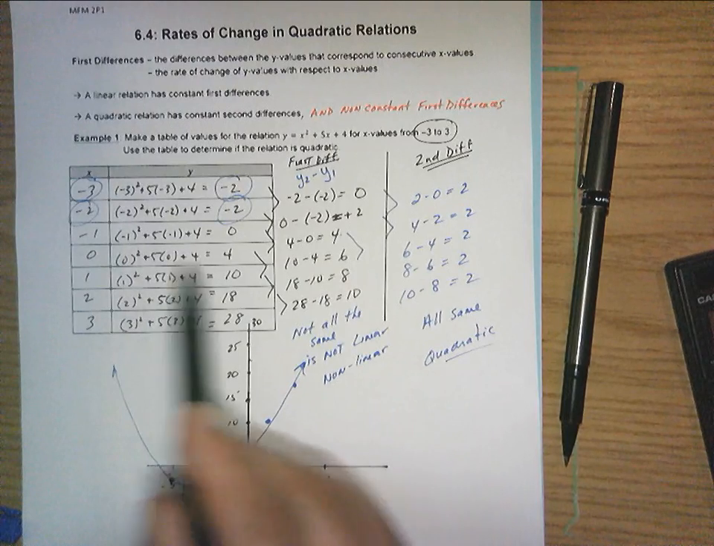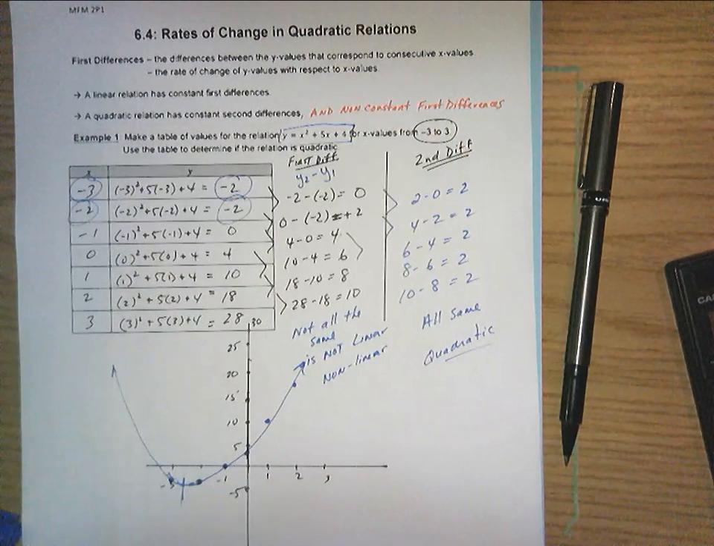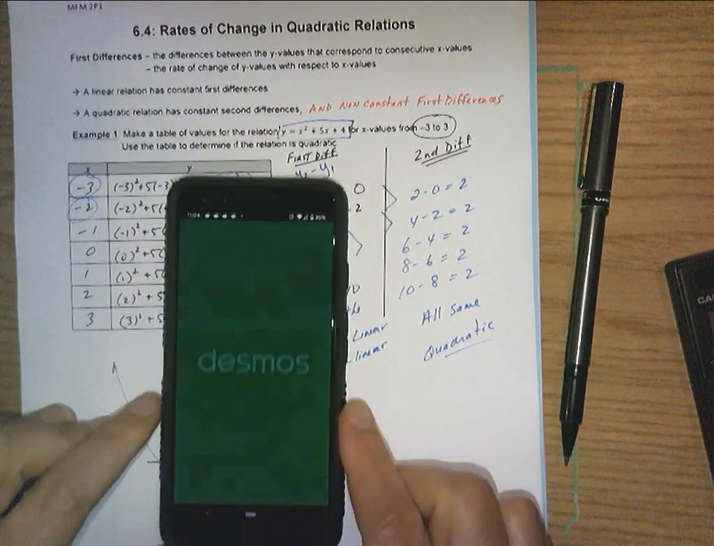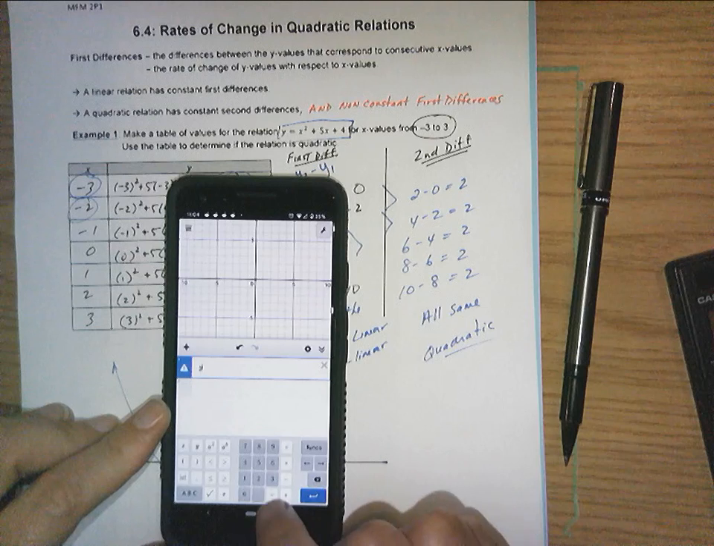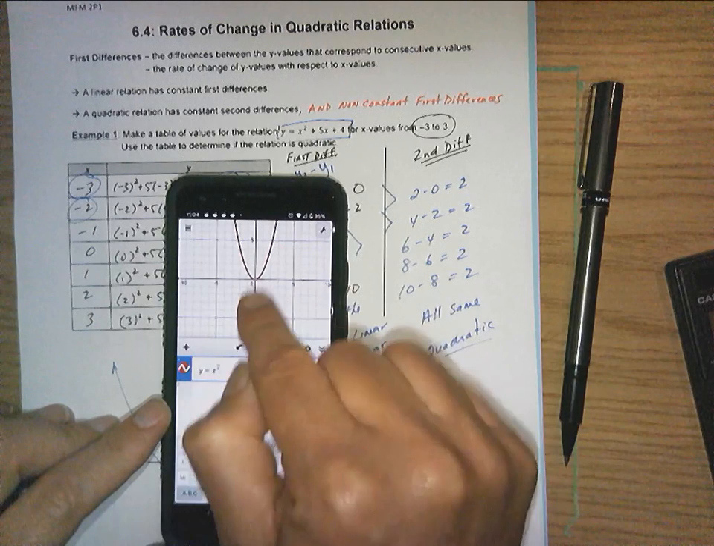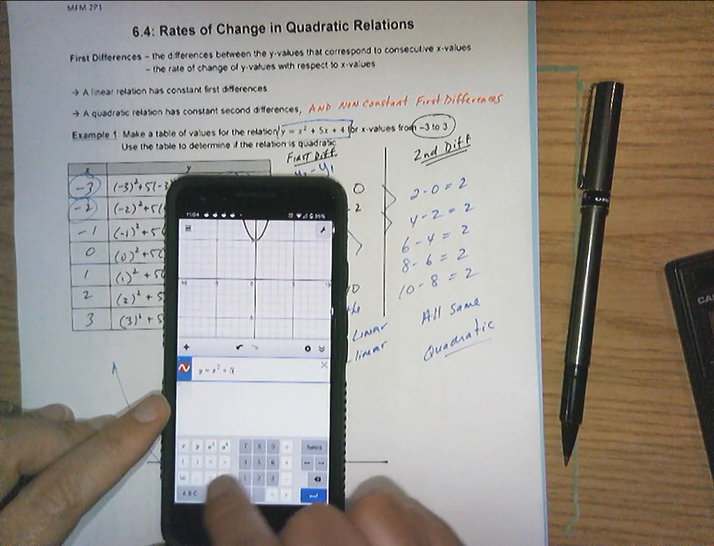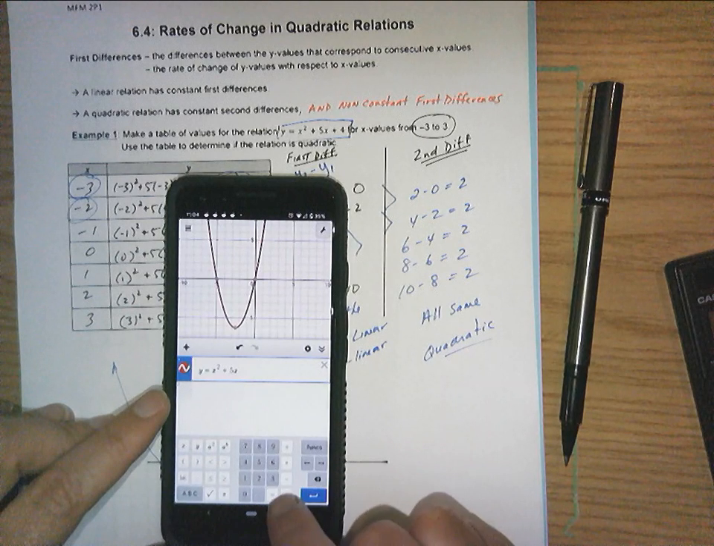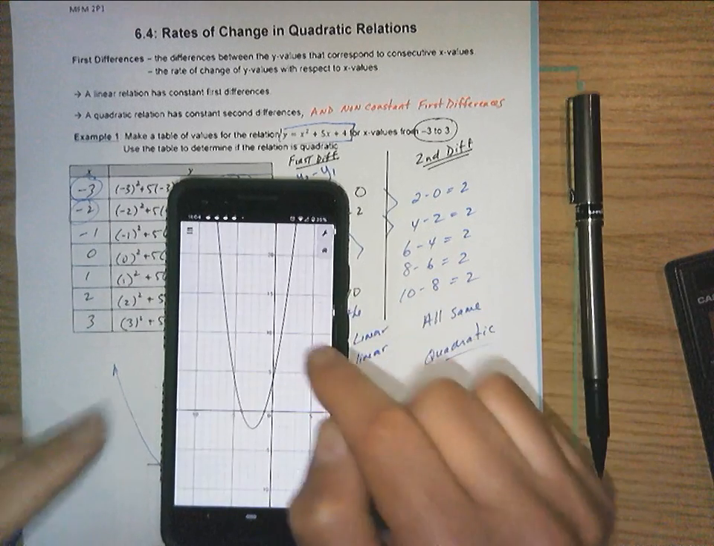We could throw this into Desmos. Y equals x squared plus 5x plus 4. Let's see if I have my phone here, and if I have Desmos real quick. So here's Desmos, and I'll just graph y equals x squared. As soon as I put in the x squared, it goes to this U shape, plus 5x plus 4, and there you go. That is what we're looking at.